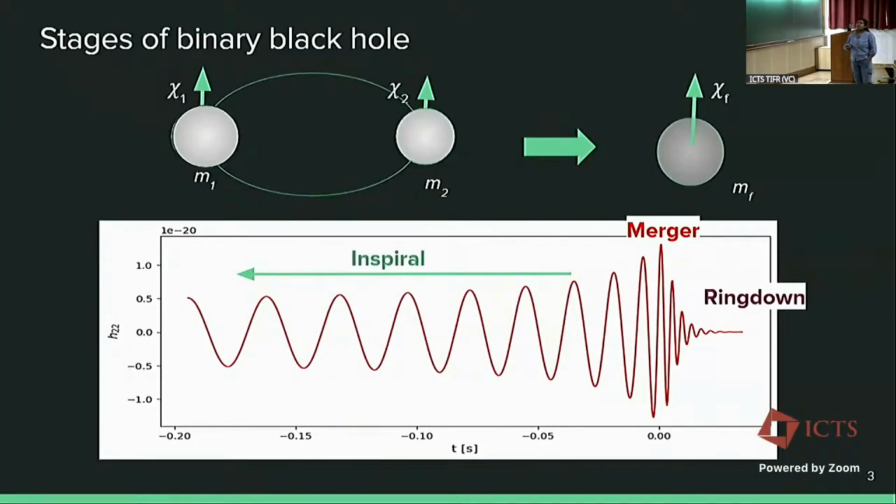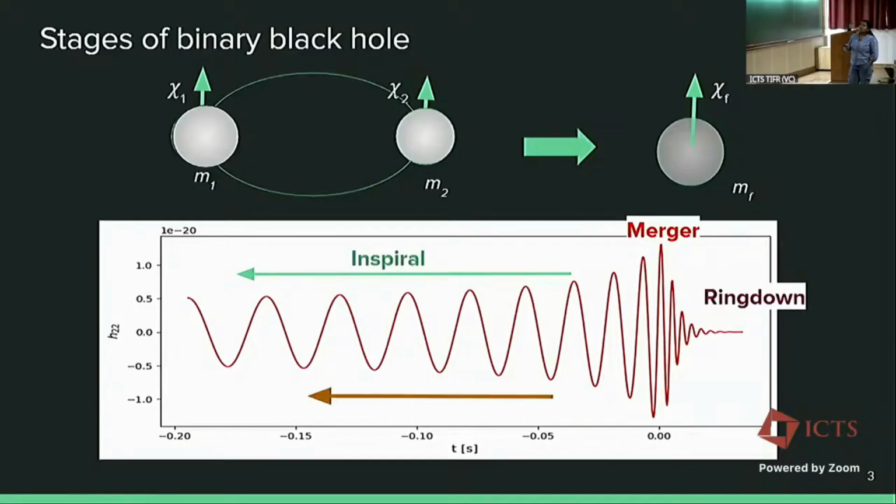Now, there are different stages of binary black hole evolution. If you have two black holes with different masses and different spins, initially they will be spiraling around each other for a long time, and then they come close to each other. They radiate gravitational waves, and then they merge, and eventually you get a final black hole with some mass and spin. Here I'm showing what the waveform looks like. In the inspiral region you can see the waveform, and as the black holes come near, they merge and the gravitational wave amplitude increases, and then finally you see some quasi-normal oscillation in the ring-down mode.